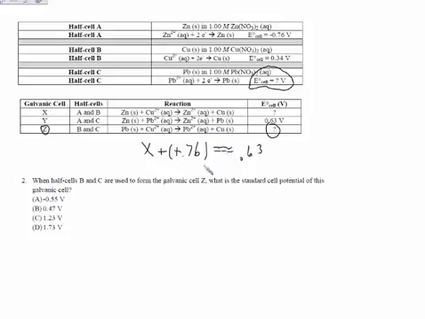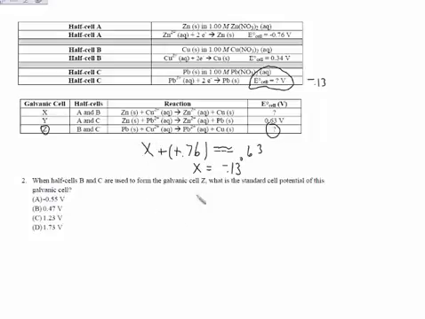Alright, so do a little algebra on this. I discovered that the lead is going to be a negative 0.13. It's really this number minus that number. Okay, so far so good. So what I just figured out is the number right here is a negative 0.13. Well, now knowing that, I can now write the potential for this one.